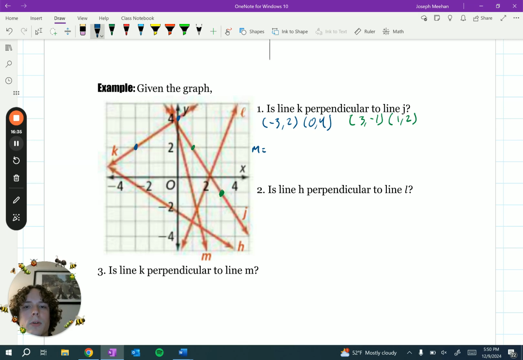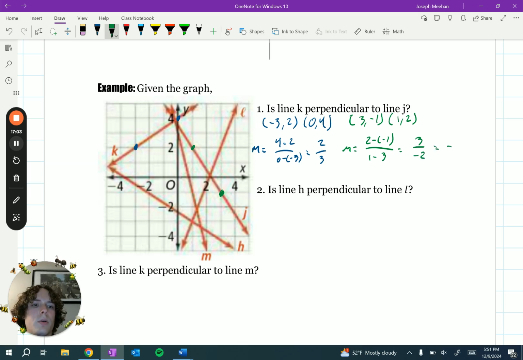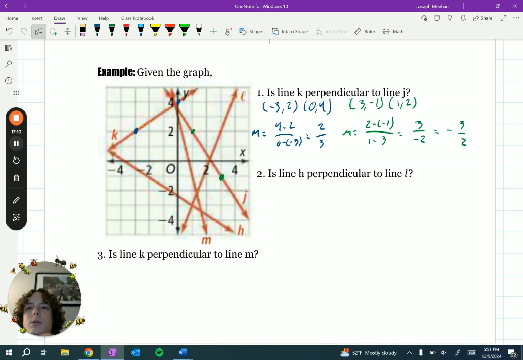So let's figure out the slopes. The slope of the first one, line K, is 4 minus 2 over 0 minus -3. Looks like 2 over 3. So if these are going to be perpendicular, we would like to see, in line J, the green line here, -3 over 2, okay? So let's see what we get. Looks like we're going to get 2 minus -1 over 1 minus 3. So 3 over -2, which is really -3 over 2, right? So that's exactly what we got. Are these lines perpendicular? Yes, they are, because they have opposite reciprocal slopes.